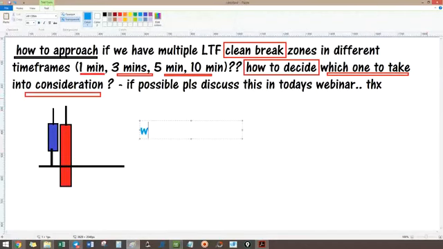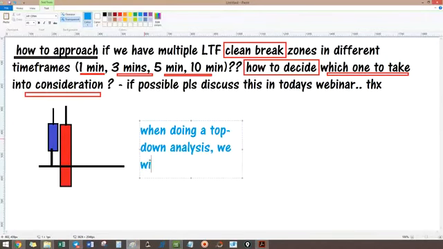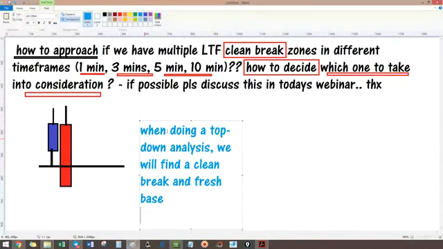When doing top down, I call this changing time frame to find the clean break a top down analysis. Top down means from the high time frame to the lower time frame. We will find a base with a clean break and a fresh base, or in other words, a decision point.